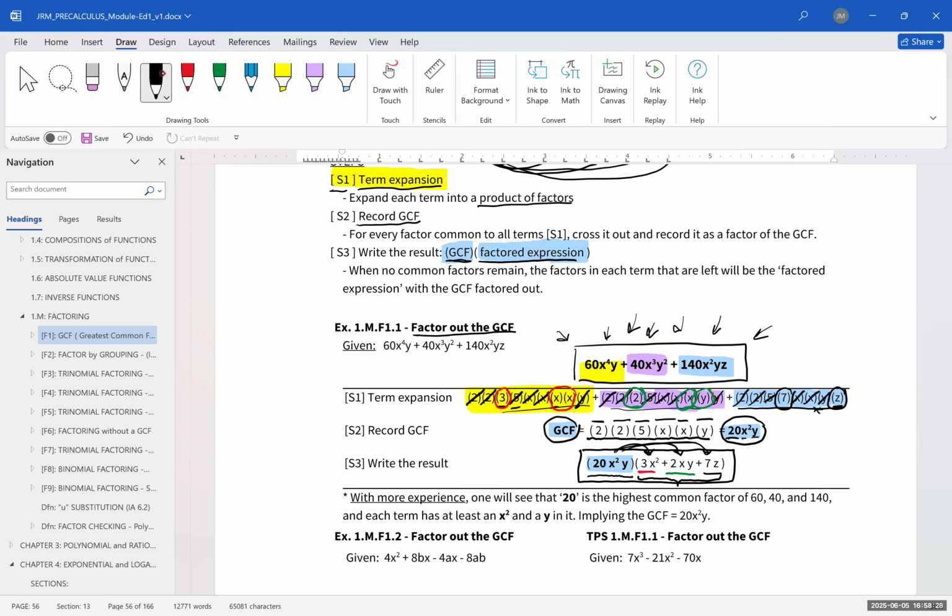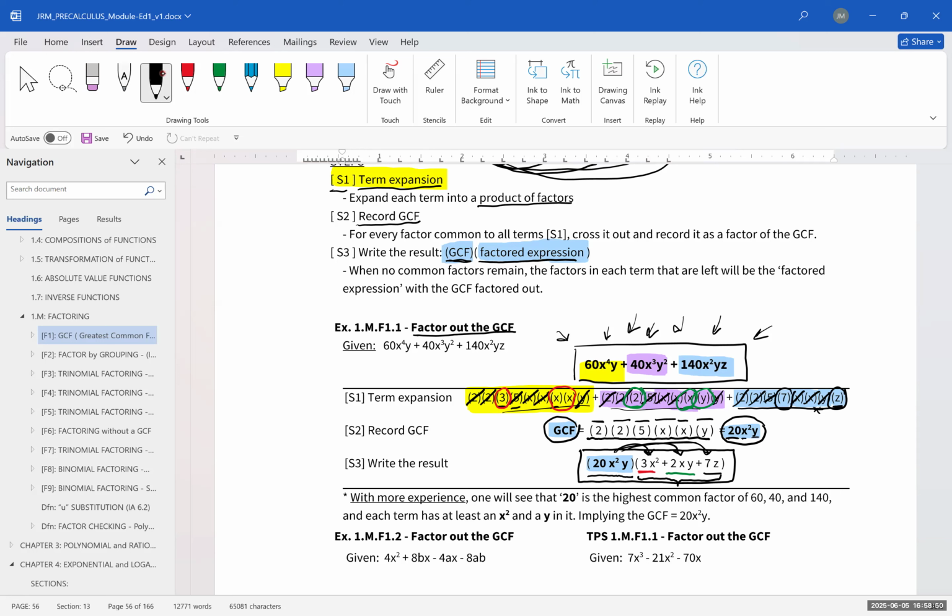Okay. So what I showed in a lot of detail here was how you go about finding the greatest common factor, which is composed of factors that are present in every term of a polynomial.